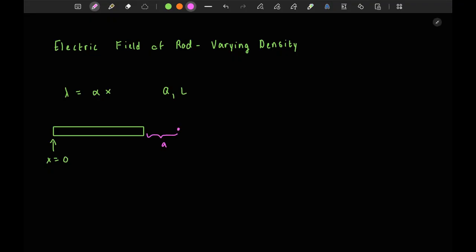from the rod. So the first question I can ask, which hasn't really been asked before, is, what is alpha in terms of Q and L? And this is where we encounter a new concept, namely that of charge normalization. So let's recall that lambda is equal to dq by dl, or in this case, because we're aligned along the x-axis, it is also equal to dq by dx.